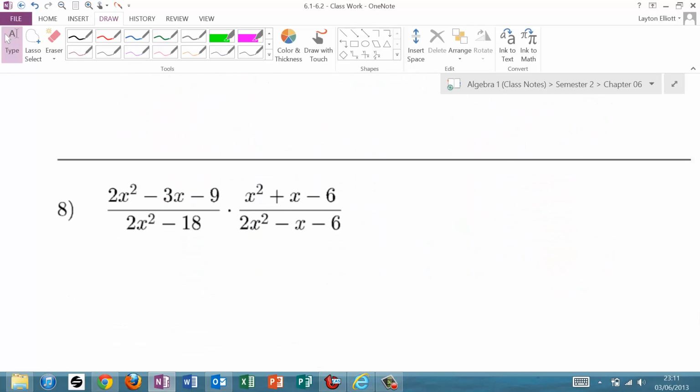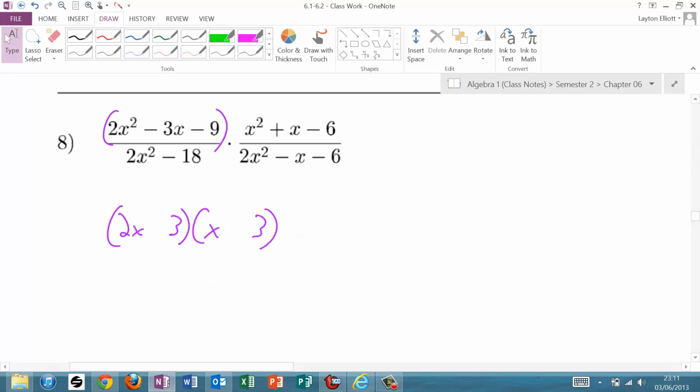Last one. A lot of factoring here. Don't freak out. Just take it one factor step at a time. Let's group that. And that's going to become 2 sets. So I have a 2x and an x and a 3 and a 3. And it should be a minus 6 plus 3.